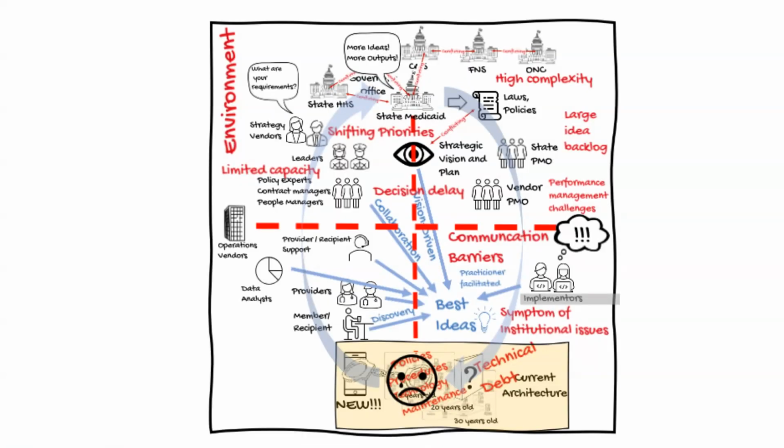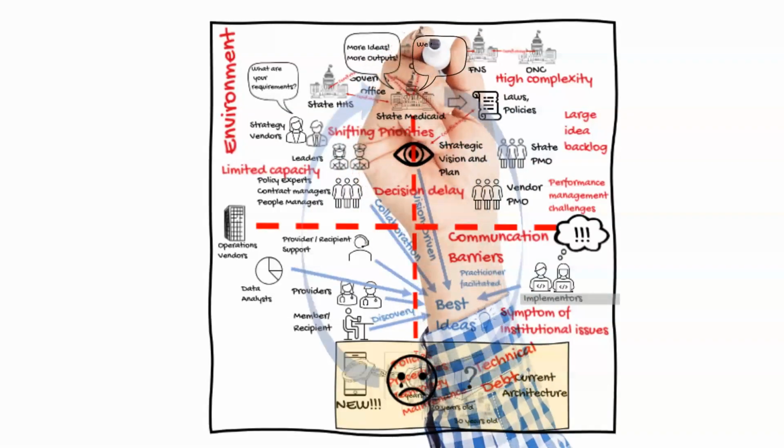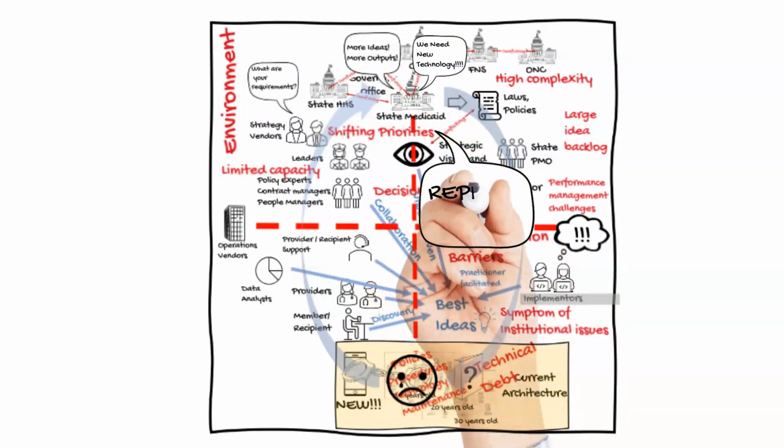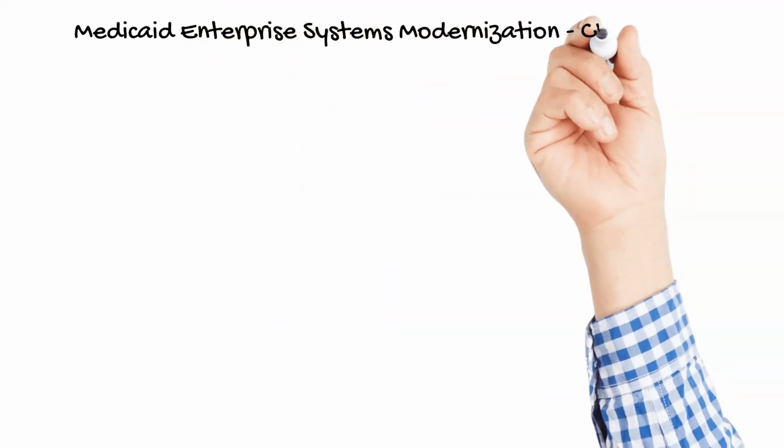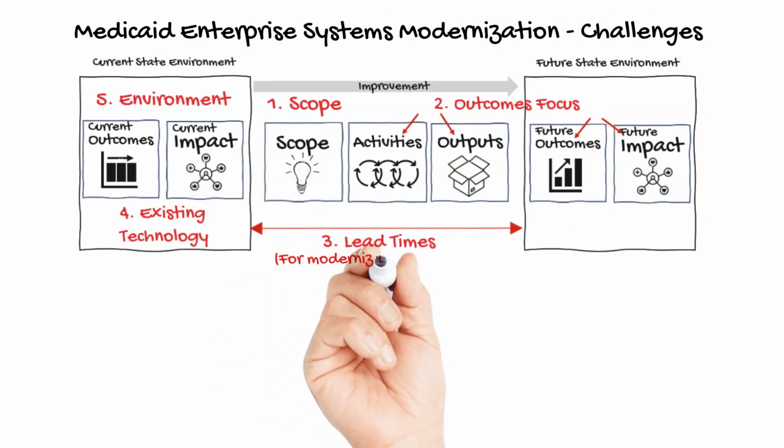When we left off from the last video, we were to the point at which our frustrated leaders who have accountability for the current outcomes issued a major scope request to replace our aging technology with something modern. This brings us to the lead time challenges associated with Medicaid enterprise systems modernization.